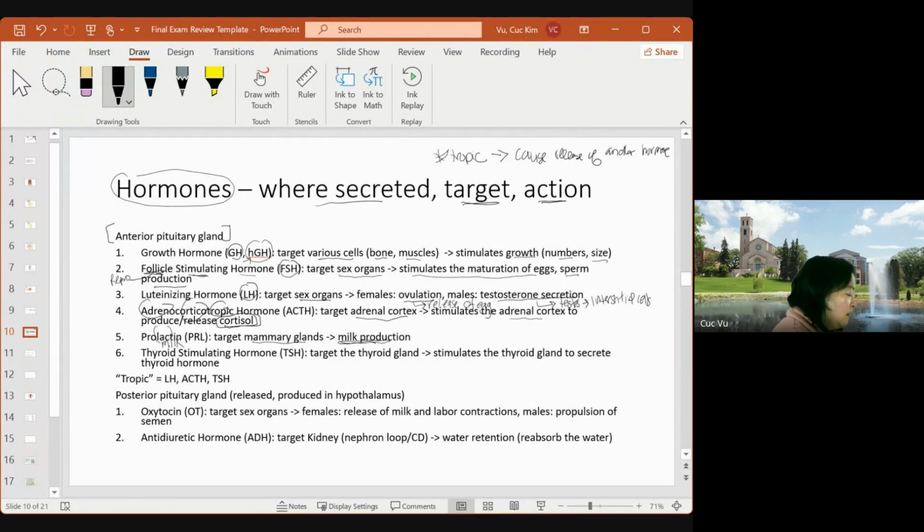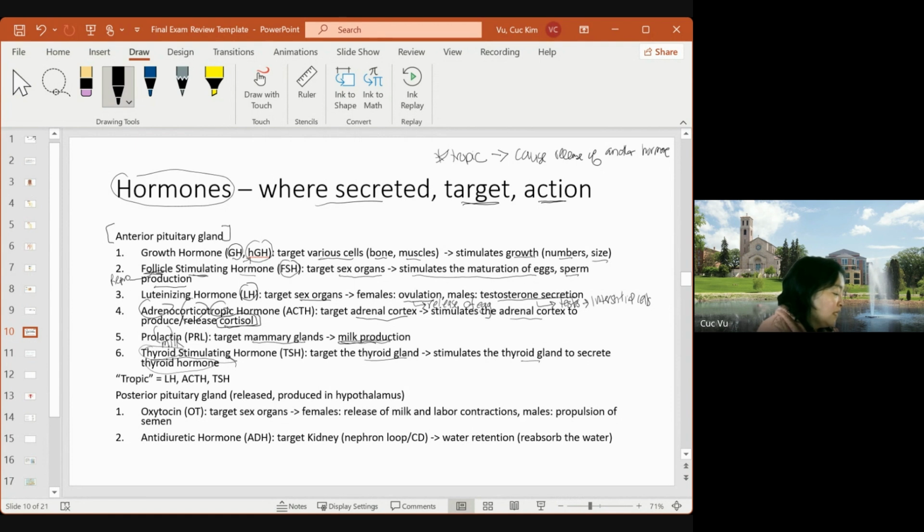Okay, then you have the thyroid stimulating hormone, TSH. Just by its name, you know what it does, right? It's going to stimulate the thyroid. It targets the thyroid gland and stimulates it to secrete its own hormone, which is the thyroid hormone. Based on this, we already know we've talked about several tropic hormones. Luteinizing hormone was one, adrenocorticotropic hormone was another, and TSH is another, because they cause another hormone to be released.